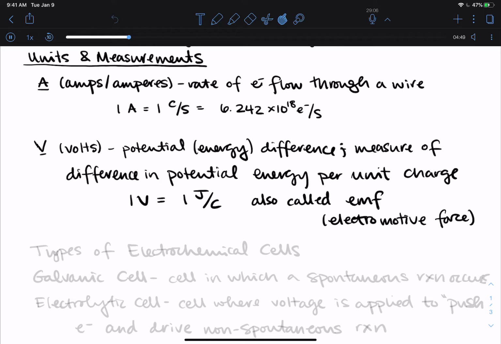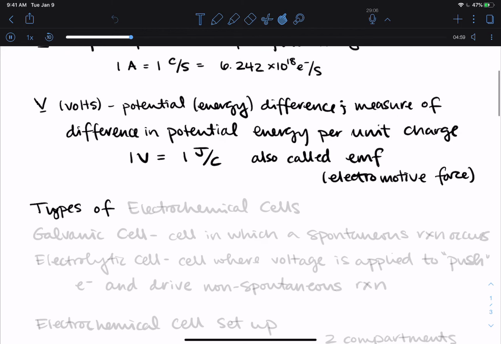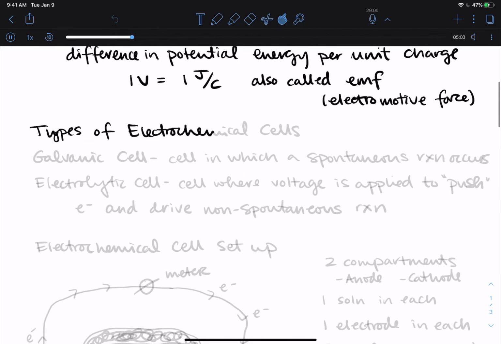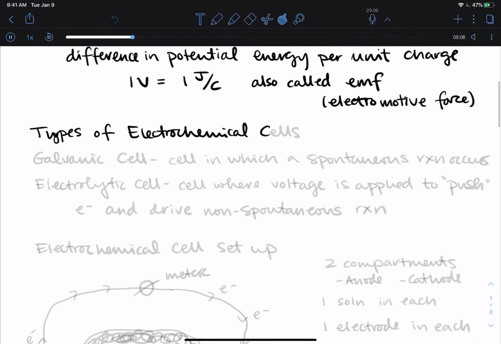So there are 2 types of electrochemical cells that we are going to look at. We will spend most of our time on the first one. So the first type is a galvanic cell. And it is an electrochemical cell in which a spontaneous reaction occurs.